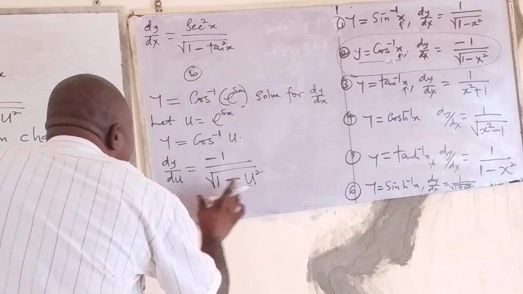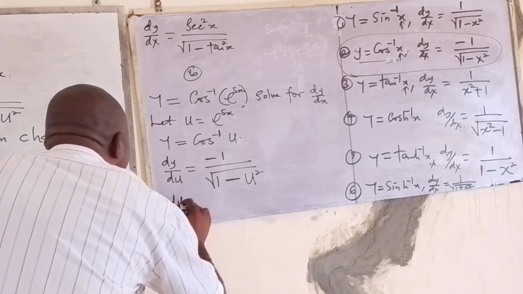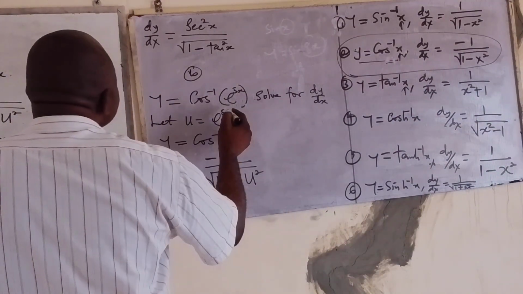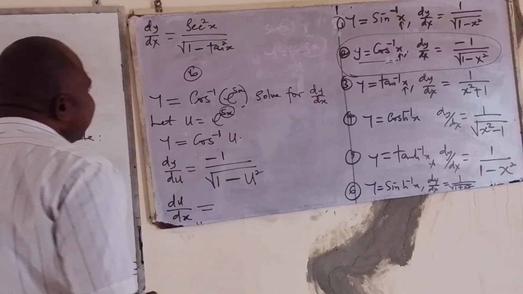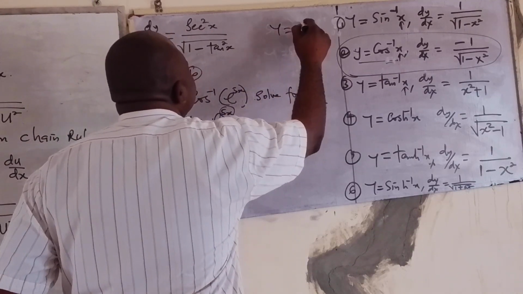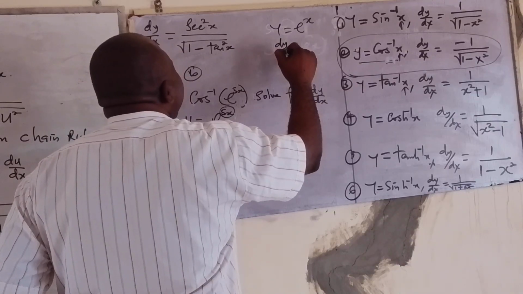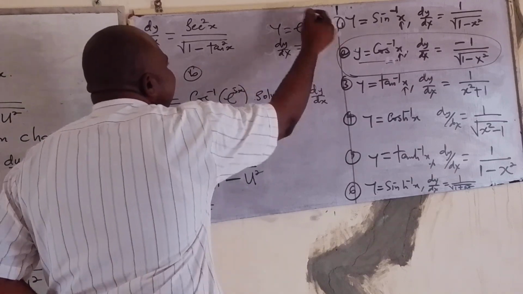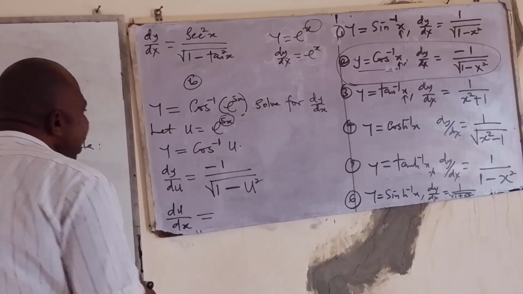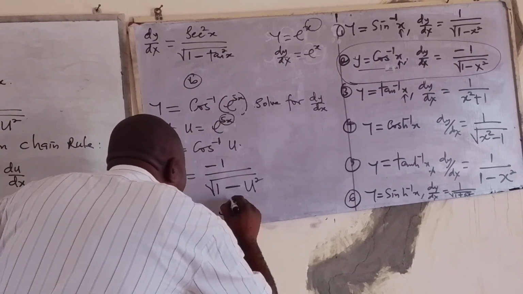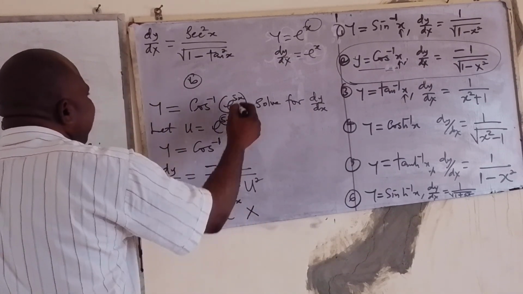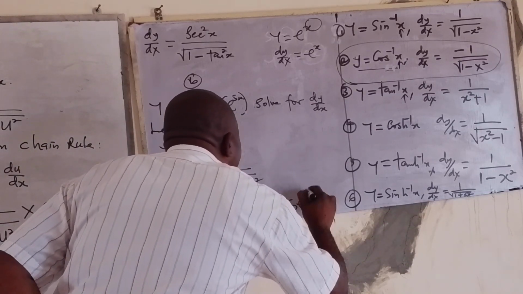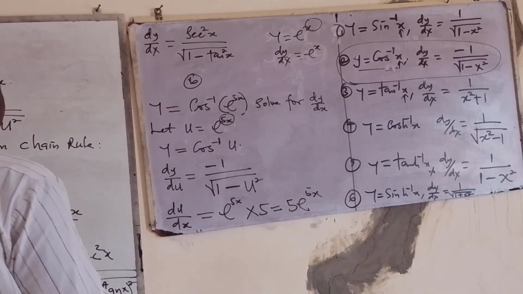So now if dy/du is equal to this, it means du/dx, when you differentiate e raised to the power of 5x. Now this is also a function of a function here, because what you have there is 5x. Remember, if y is equal to e raised to the power of x, dy/dx will still give us e raised to the power of x. Now in this case, 5x is actually taking the position of this x. So it means du/dx will be e raised to the power of 5x, then you multiply it by the derivative of this function, which is 5. So that will be equal to 5 e raised to the power of 5x. That is du/dx.